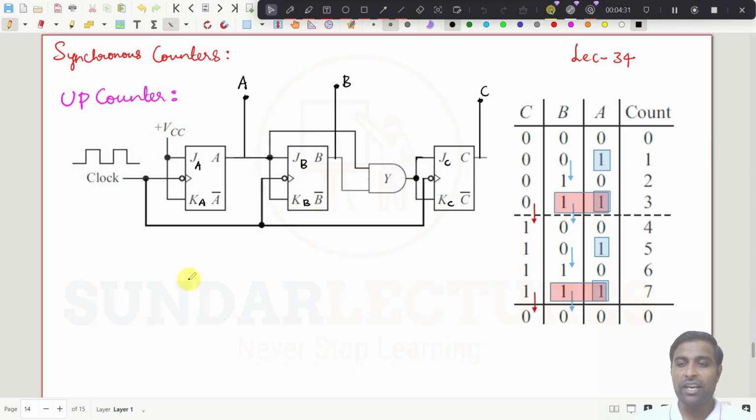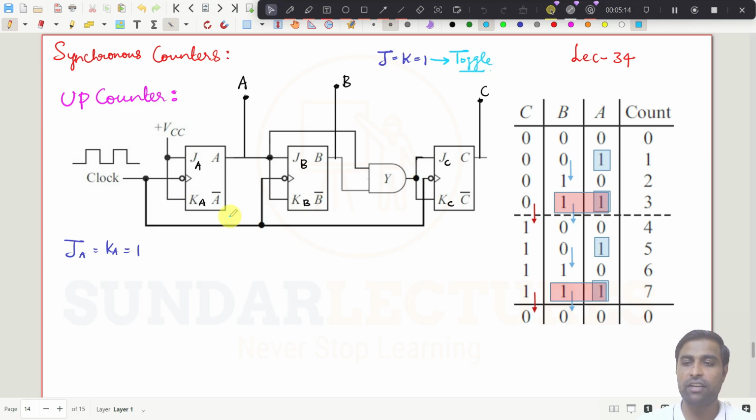So that you can easily understand what is going to happen if you give a single pulse here. So what is the equation for JA and KA? It is directly connected to plus VCC. What it means is JA is equal to KA, which is equal to 1 always. If you give 1 to J and K, what is the characteristic of the JK flip-flop? If you give both inputs as 1, it is going to toggle. You know, right? So if J is equal to K is equal to 1, this condition implies it is a toggle. It is a toggle condition, right?